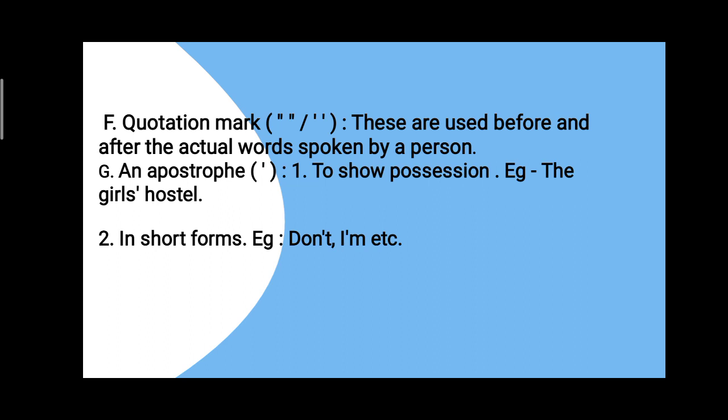Then comes the apostrophe. So students, we use the apostrophe to show possession, like if something belongs to somebody, then we show it by putting an apostrophe, like the girls' hostel. Here the hostel belongs to the girls, so we have put the apostrophe at the end of the word girls. And then in number 2, in short forms like don't, I'm, she's, like this. So whenever we need to write the short form of anything, we can use an apostrophe here.